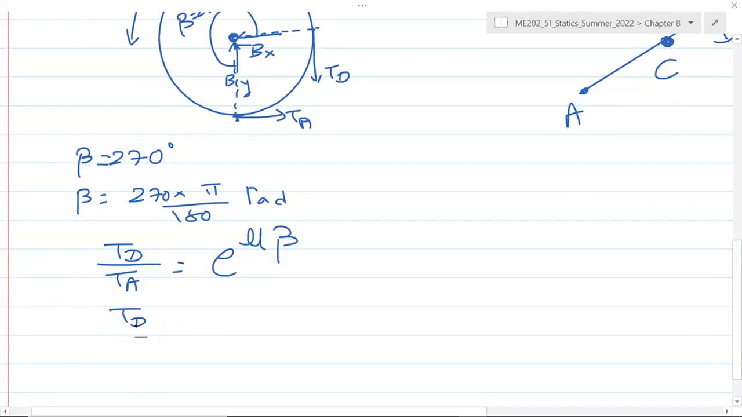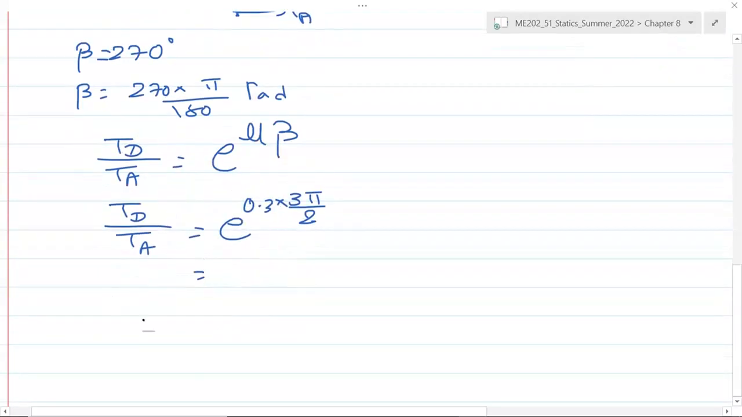Now it's time to substitute the numbers here. So e to the power 0.3 multiplied by this whole thing, which is 3 pi by 2. When the exponential to that power is calculated, it comes out to be 4.112. So TD is equal to 4.112 times TA. So TA is multiplied on the right side of the equal sign. Let's call this equation number 1.